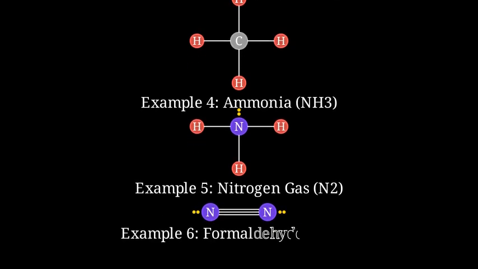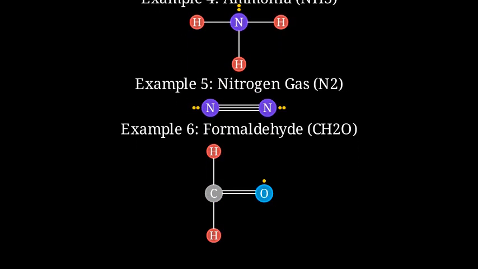Now a tricky one. Formaldehyde, CH2O, budget, carbon 4, oxygen 6, hydrogen 2, total 12 electrons. Skeleton, carbon in the center, 2 hydrogens, and 1 oxygen attached. Oxygen gets lone pairs, then carbon is short, so we make a double bond to oxygen. Final structure has C double bond O and 2 hydrogens on carbon.